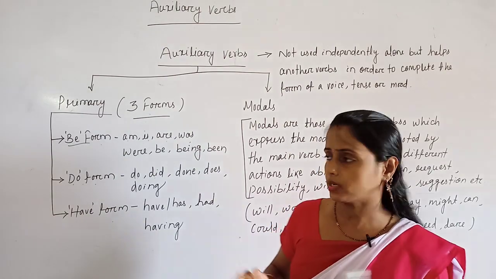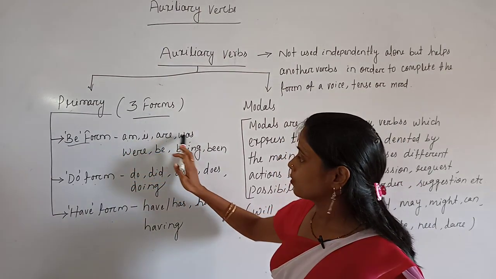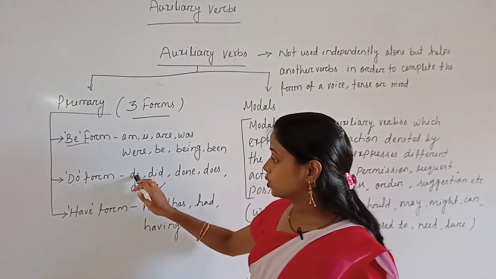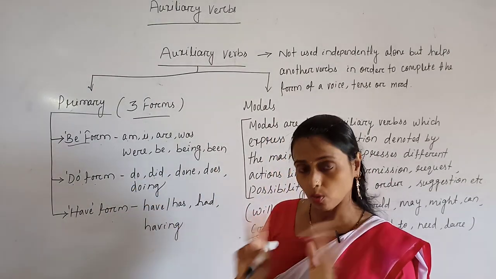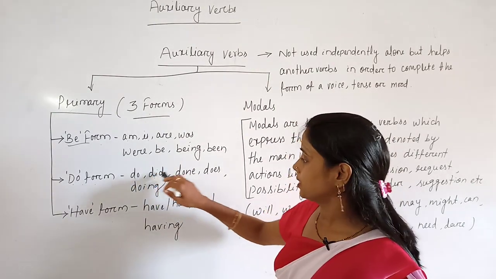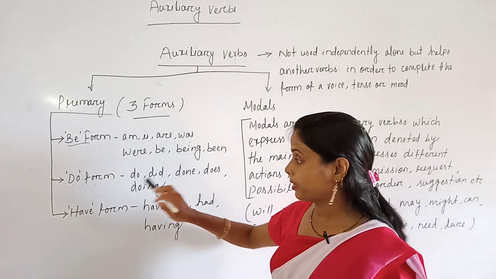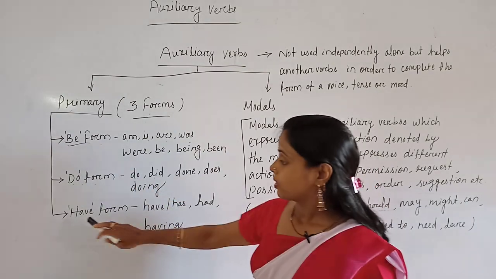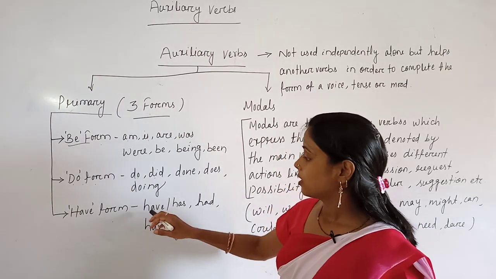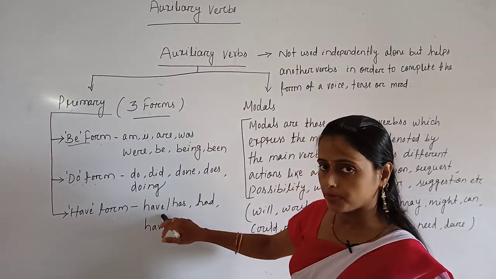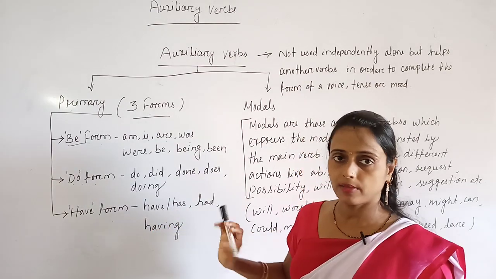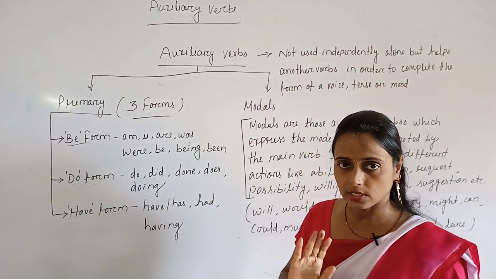It's quite easy to recall. Be form: am, is, are, was, were, be, being, been. Do form: every word starts with do. Do, did, done, does, doing. The main word is do. Have form: have, has, as you know has is used with third person singular. Have, has, had, having. Understood? This part is clear to you.